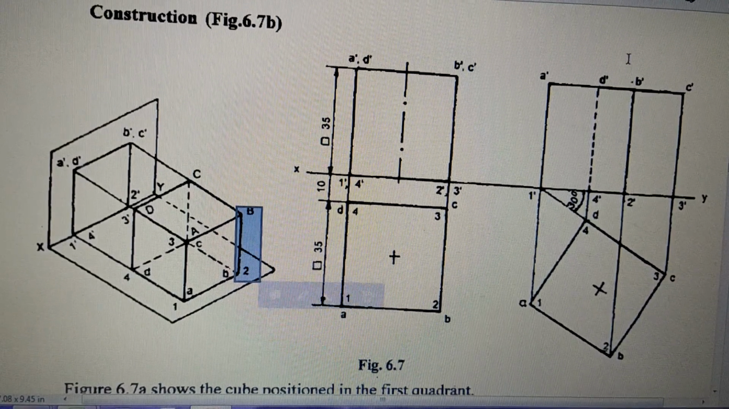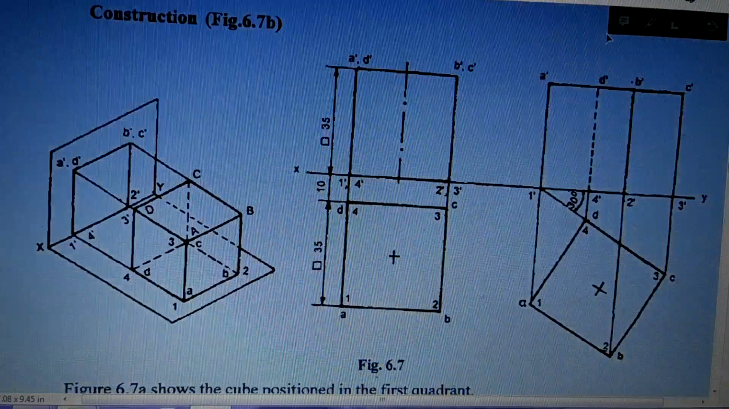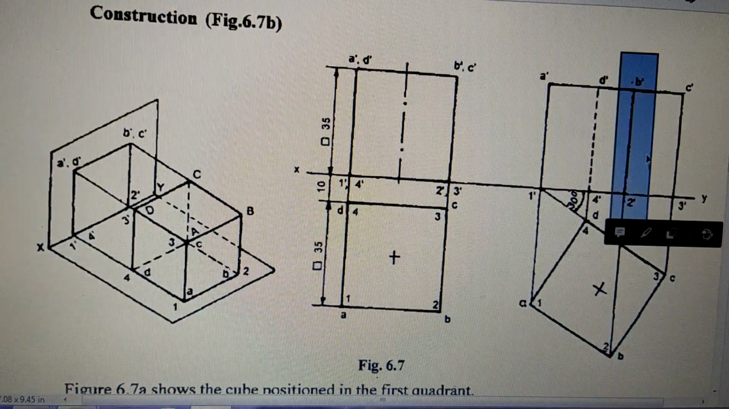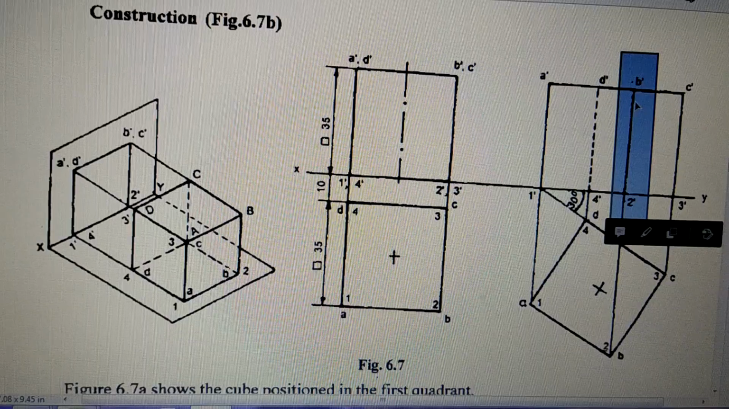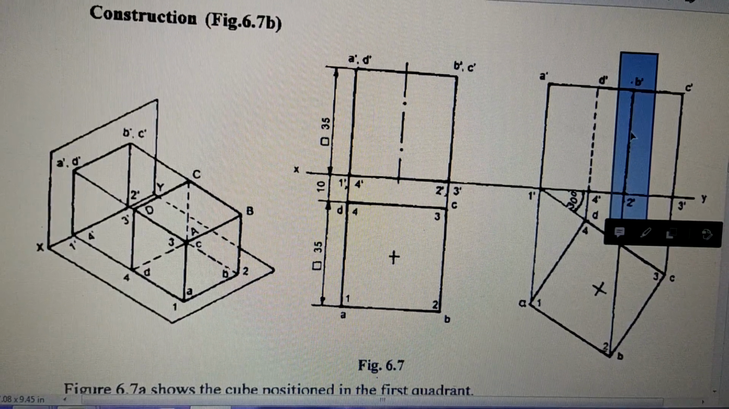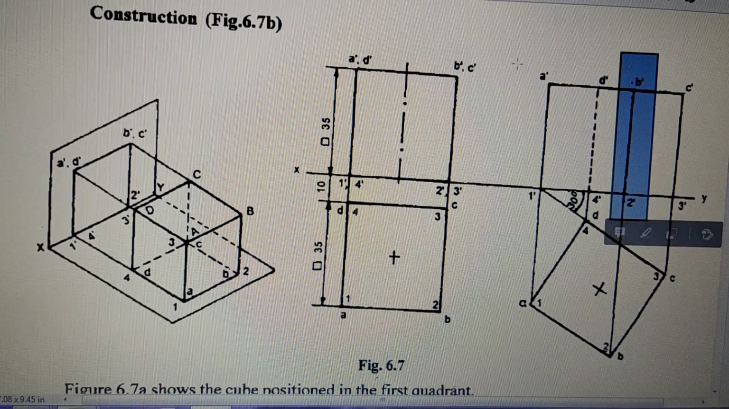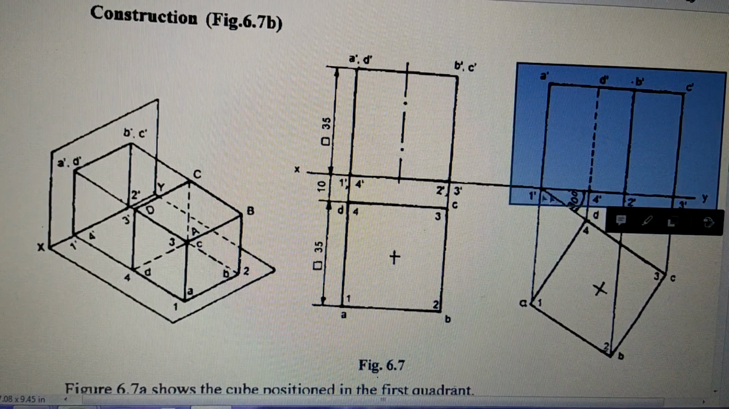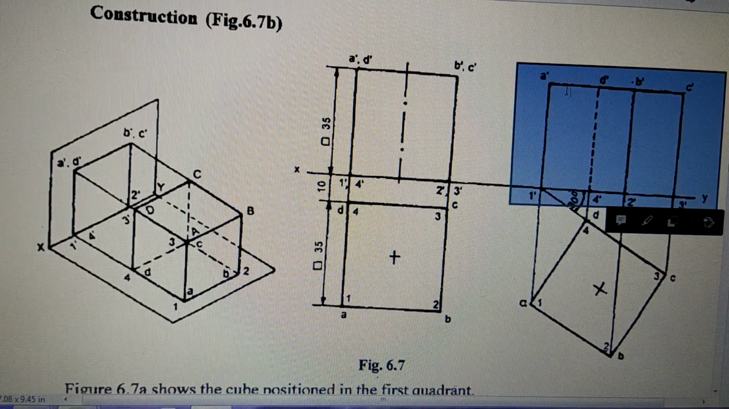So this is 35. B dash to 2 is 35. So now if you look at this figure, you will see that 1, 2, 3, 4 are here and A, B, C, D are here.